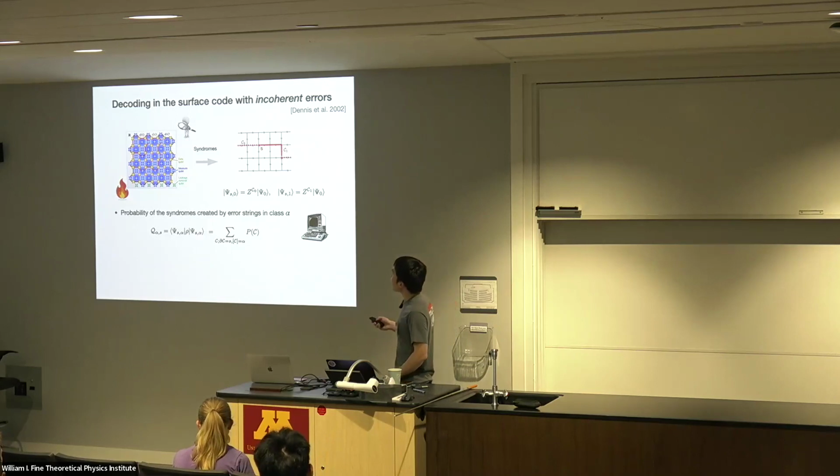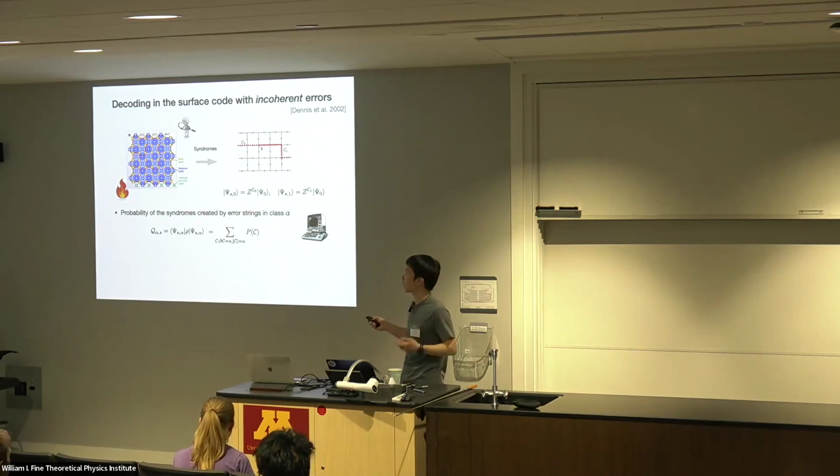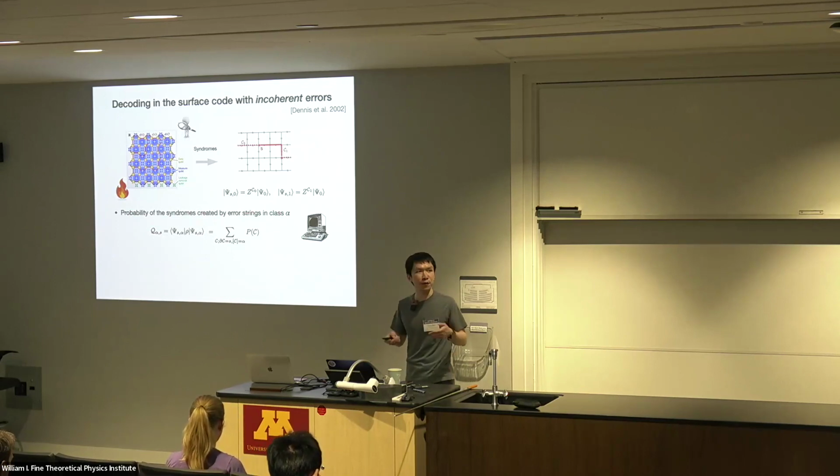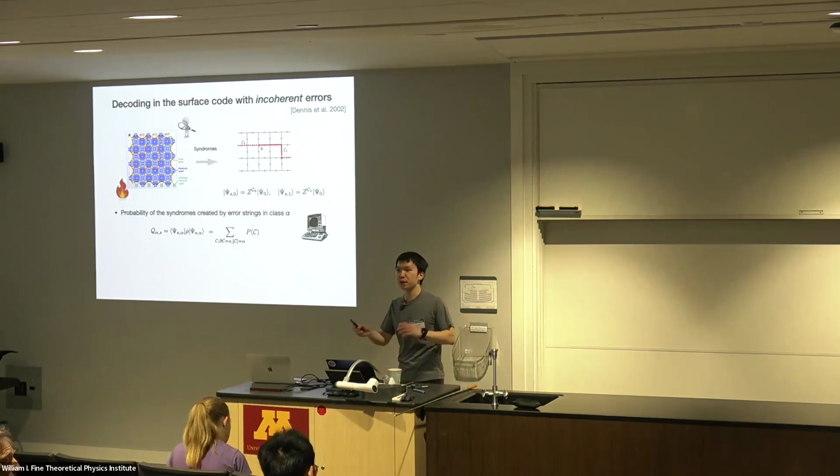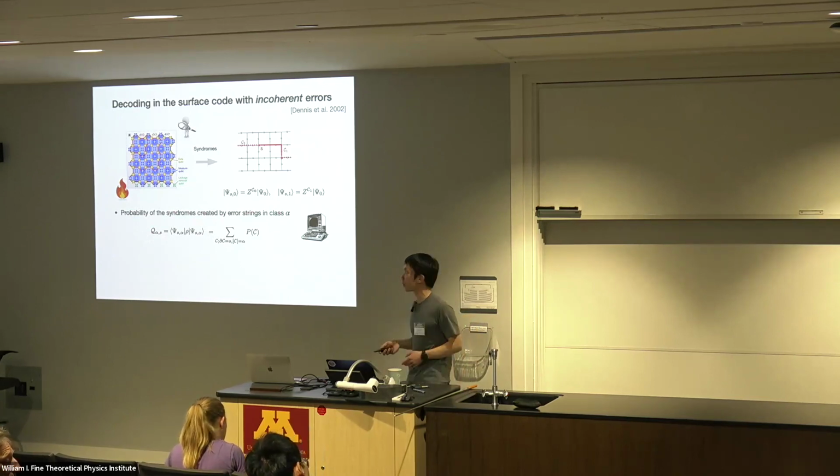So the goal of the decoder, if you want to run an optimal decoding strategy, is just trying to evaluate the probability of the syndrome created by error strings in a certain homology class. This quantity I will call Q_alpha^S consistently throughout today's talk, and this is the main quantity of interest, and it turns out to govern everything in the analysis of the optimal decoder.